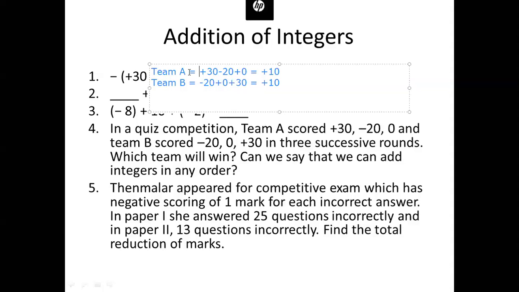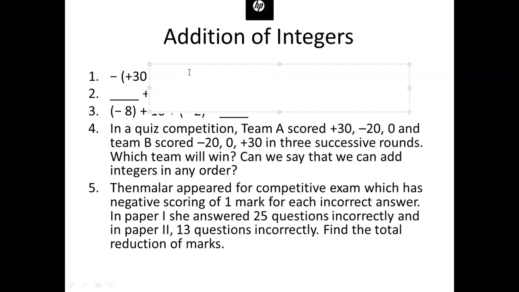Okay, so now answering this question, can we say that we can add integers in any order? I would say yes. How? Here 30 was the first number. Here 30 is the last number, or the third number. So it is in different order, but you have still got the same answer. So I'm saying yes. So it's pretty straightforward, isn't it? Okay. So now moving on to the fifth sum.